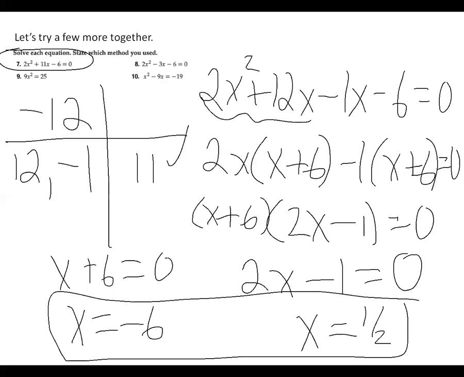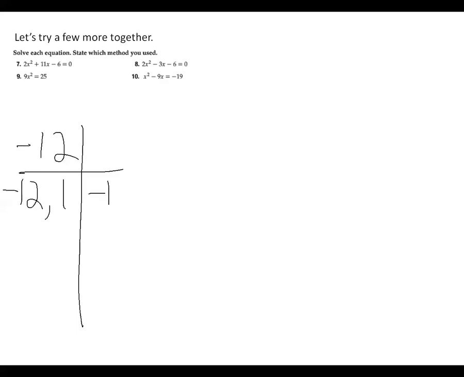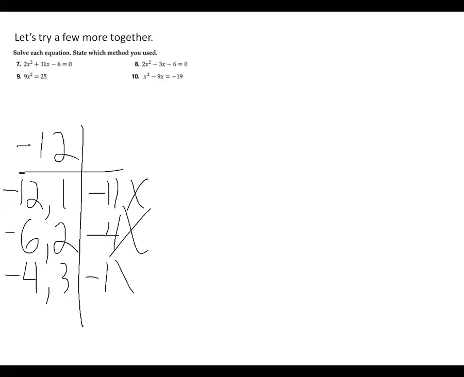All right. Now, number 8, if I multiply the 2 and negative 6, I would get negative 12 again. Okay? The bigger factor has to be negative, so negative 12 and 1 give you negative 11. That's not going to work. Negative 6 and 2 gives you negative 4. That's not going to work. Negative 4 and 3 gives you negative 1. That's not going to work. And that's all the factor pairs. Okay, so factoring isn't going to work here.